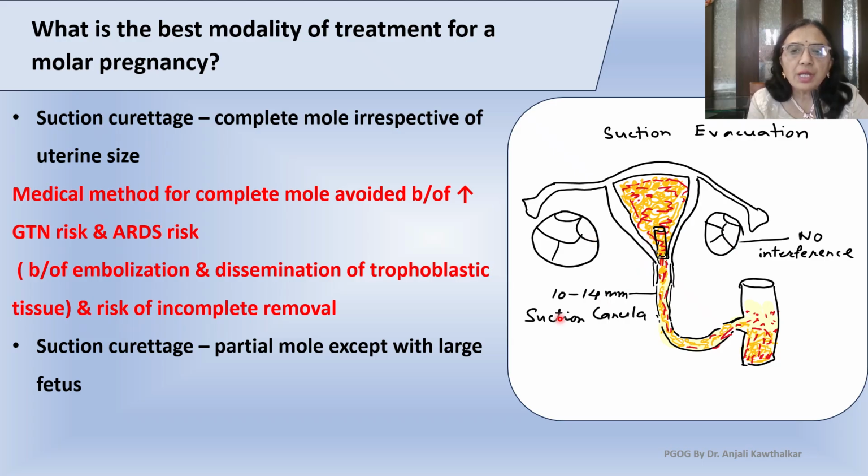We are using a suction cannula. Usually Karman's plastic cannula is used, which is 10 to 14 millimeters in size. The larger the uterus, the larger the cervical dilatation and the larger the cannula we will need, for fast emptying of the uterus. The more time required for the suction evacuation, the more the bleeding. So the principle is that we need to empty the uterus as fast as possible. That will lead to a reduction in the intraoperative hemorrhage.